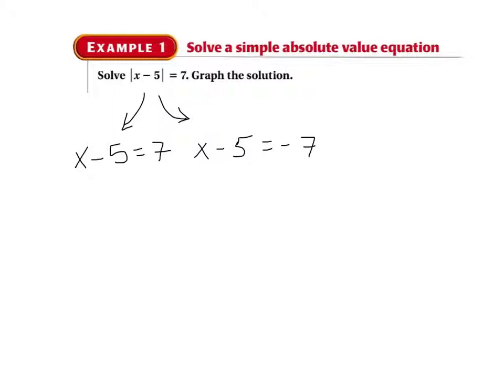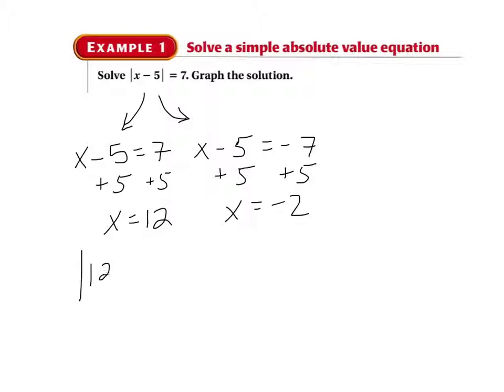All right, so in both cases we're going to add 5. That's going to result in x equals 12 here on the left. Same thing, x equals negative 2. So we've solved both equations. Now we're going to check both solutions that we got. So the absolute value of 12 minus 5 is indeed equal to 7. And the absolute value of negative 2 minus 5 is also equal to 7. The insides there would be negative 7. Take the absolute value, positive 7.